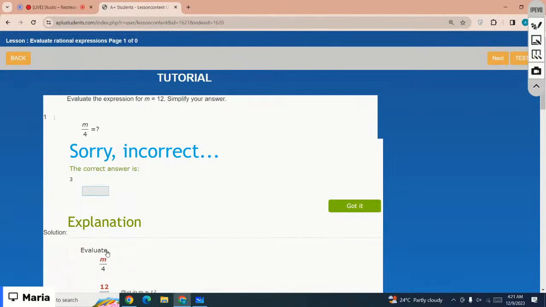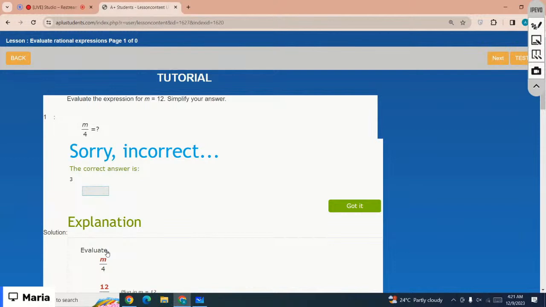Just start with the first example. Evaluate the expression for m equals 12. So the expression is m over 4. So simply replace the m with the value, that is 12. So 12 divided by 4 is 3, right? 12 divided by 4 is 3. The correct option is 3.